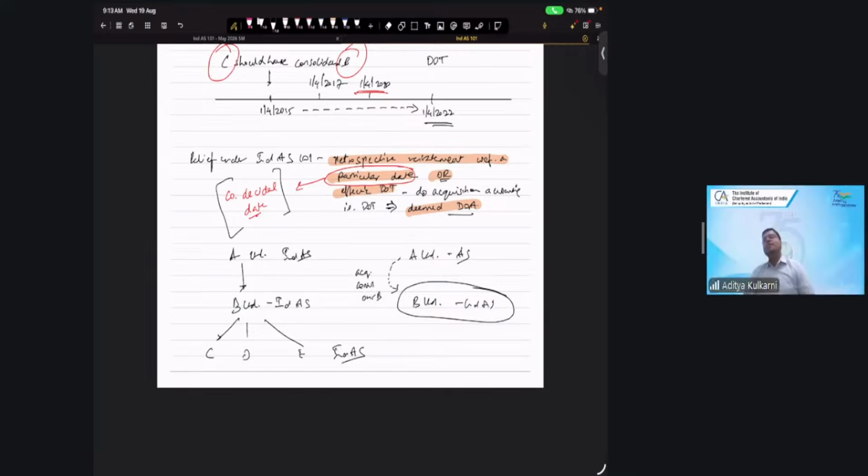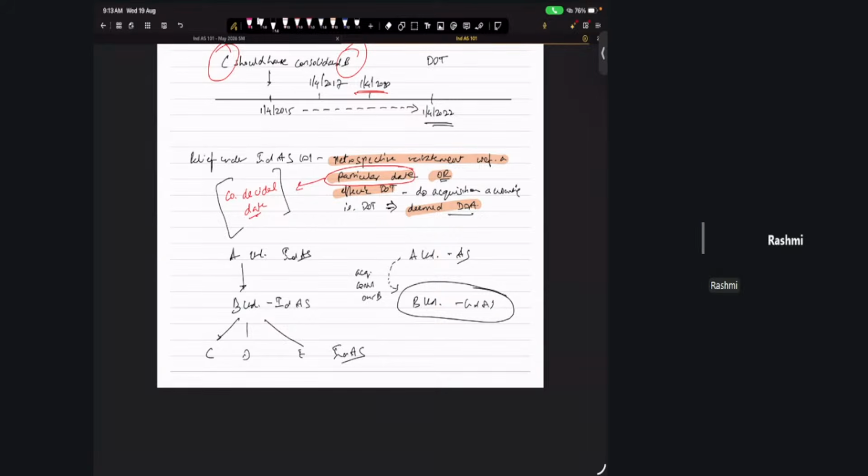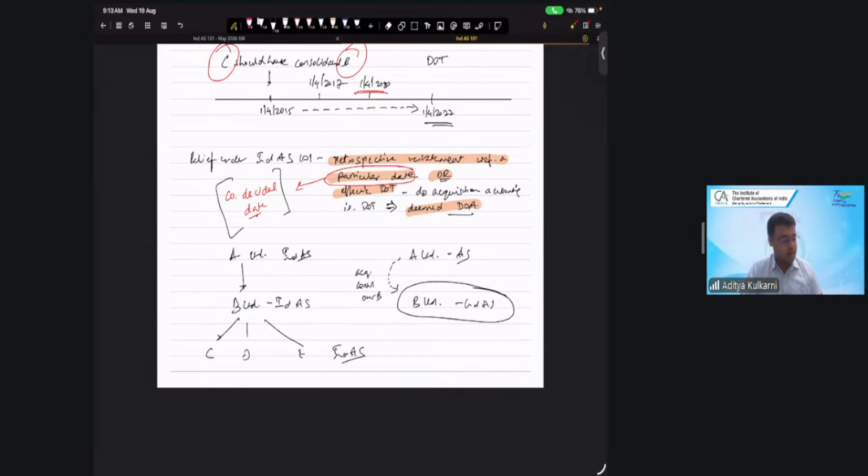Avail the transitory relief, and you assume date of transition to be the deemed date of acquisition, then do the accounting from then. So that is all about business combinations. That is the key thing about business combinations.